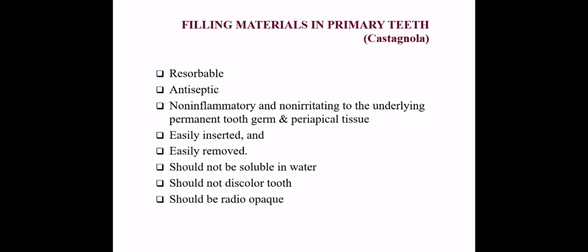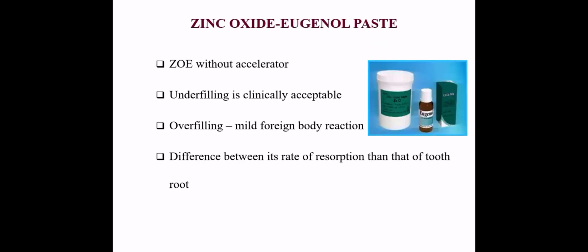Next is it should be antiseptic, because any infections should be able to subside. Then it should be non-inflammatory and non-irritant to the underlying permanent tooth germ as well as the periapical tissues. It should be easily inserted. Okay, it can be easily removed. Should not be soluble in water. Should not discolor the tooth. Should be radiopaque. So these are all the ideal characteristics of a filling material of primary tooth.